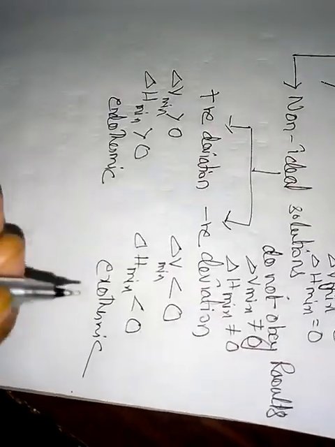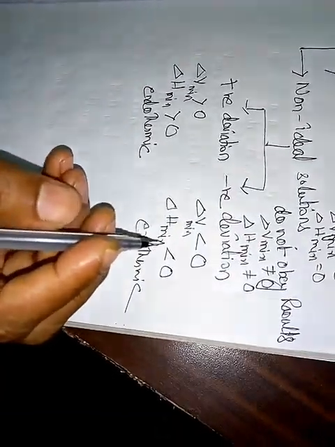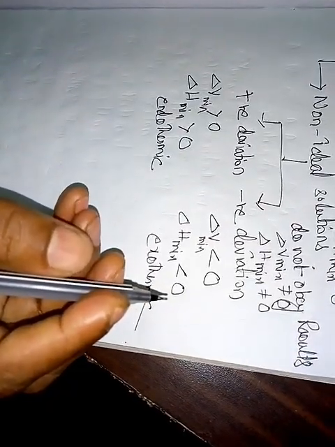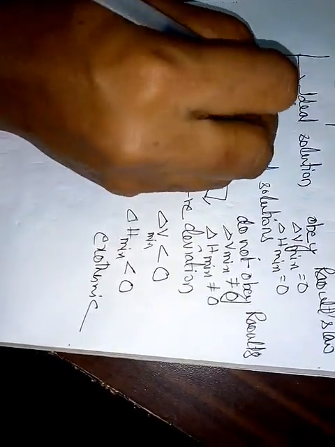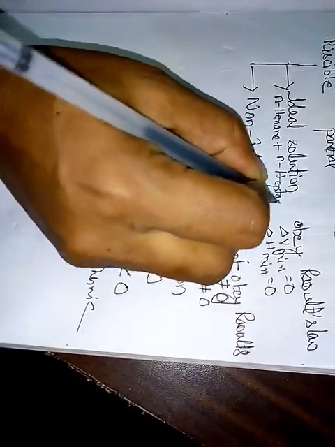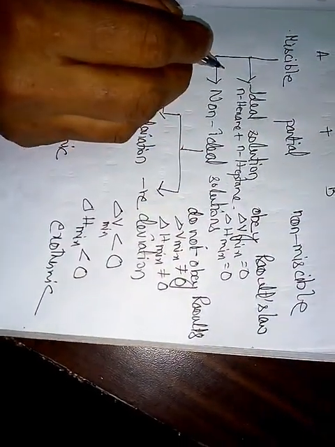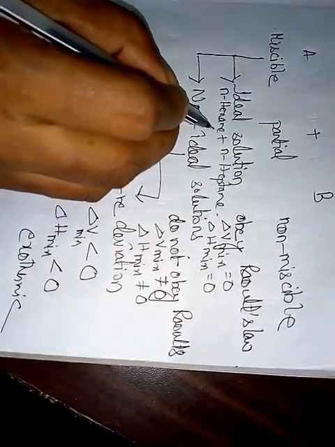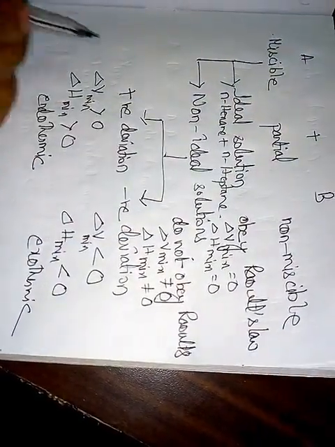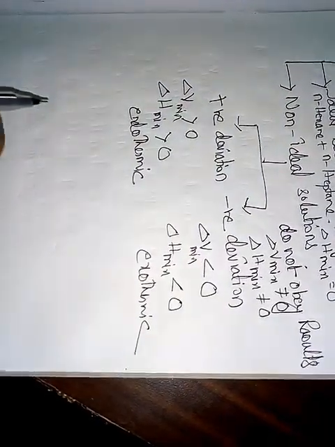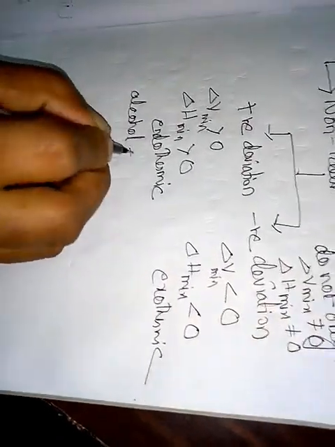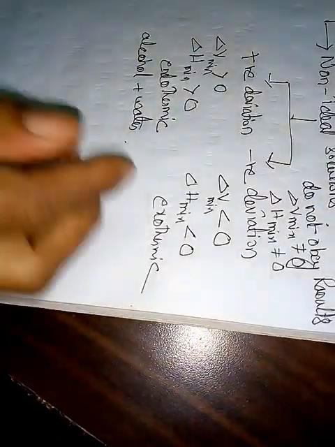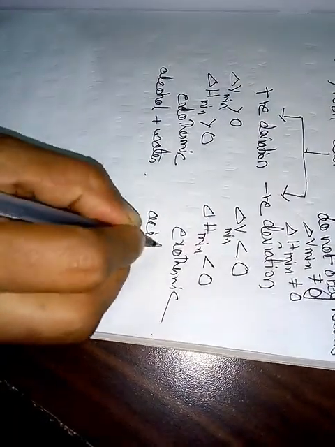For ideal solutions, we took the example, or we can give the example of a mixture of n-hexane and n-heptane. Both are non-polar. Then you can give the example of benzene, toluene. For non-ideal solutions, for positive deviation, you can give the alcohol water system, and here you can give the acid water system.